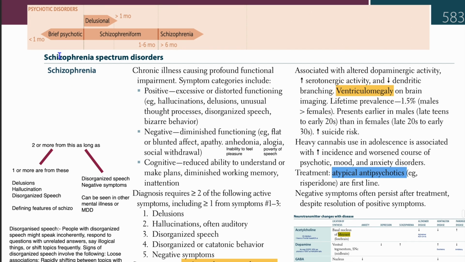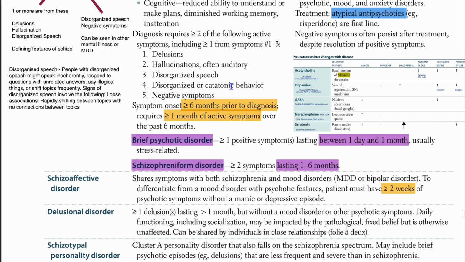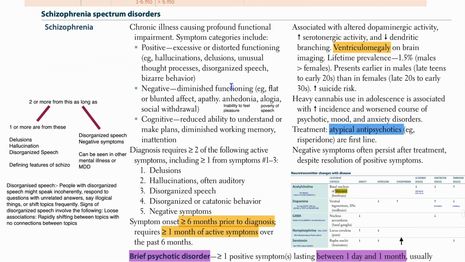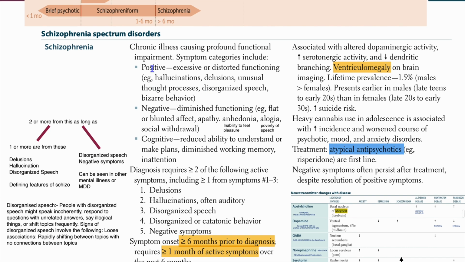Okay, so schizophrenia spectrum disorders. Schizophrenia. Those are a lot of notes I added, but I think it's just making it simple. Okay, so schizophrenia is a chronic illness causing profound functional impairment. Symptom categories include positive, negative, and cognitive. So positive symptoms are excessive or distorted functioning like hallucinations, delusions, unusual thought processes, disorganized speech, and bizarre behavior. Right. So these are all your positive ones.